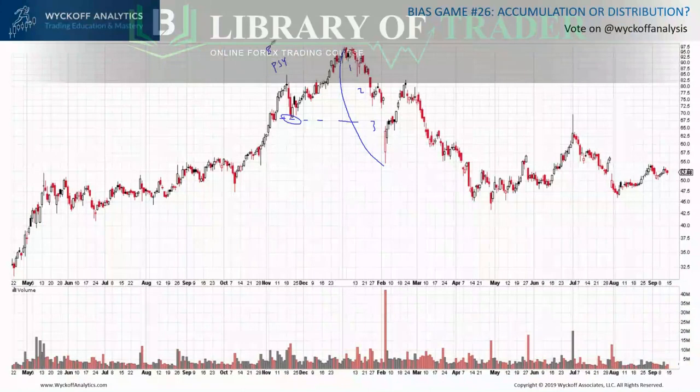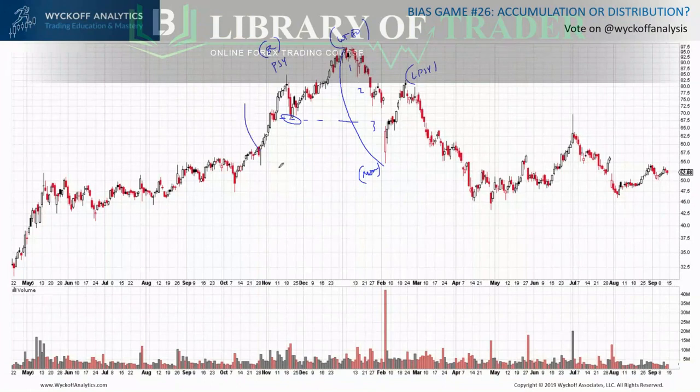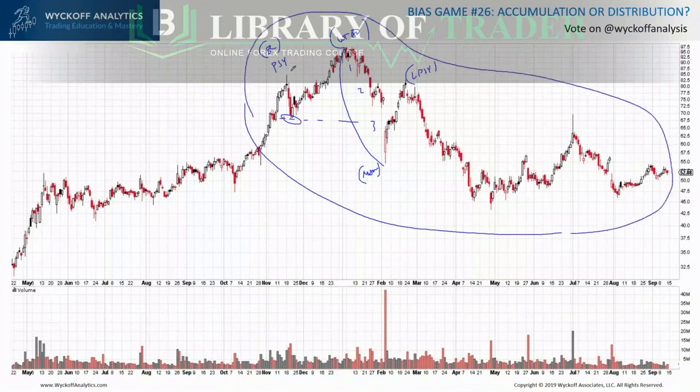and later we could label this more as a buying climax, by the way, with an upthrust of the distribution right here. And then this would be a major sign of weakness and a major LPSY. Or we could say that we're looking at this whole formation, big formation. And then we're thinking preliminary supply.